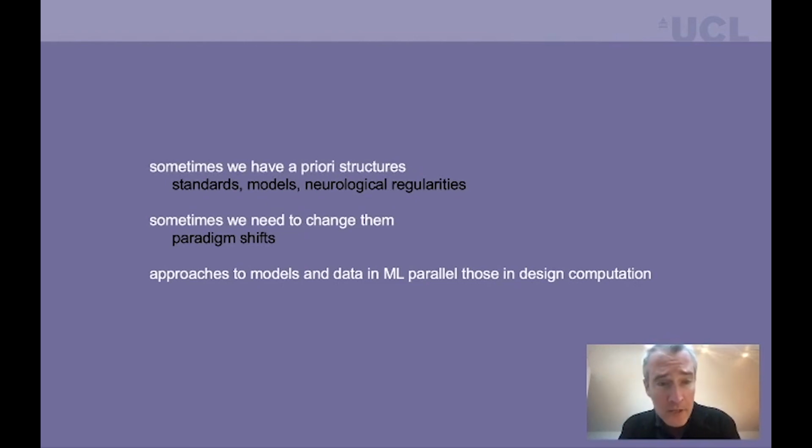And sometimes, of course, we need to change our structures to have a paradigm shift, to have a creative leap, we do have to look at things in a different way. And sometimes these can be useful in design as well. The point here, though, is that the approaches to models and data that we have in machine learning very much parallel those that we have in design computation. These are two fields that I think can work together and can learn from one another.